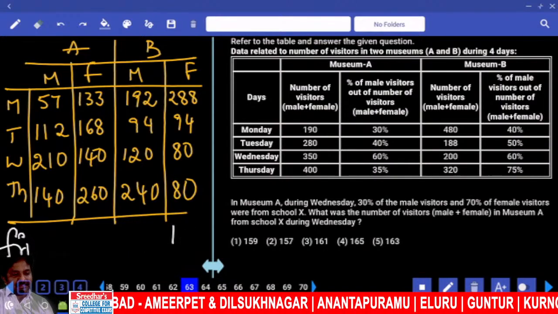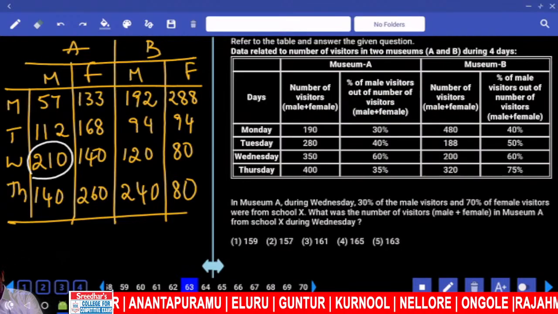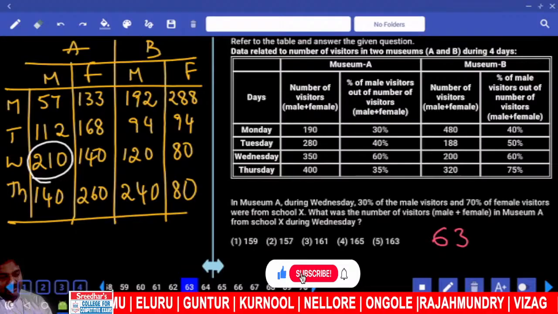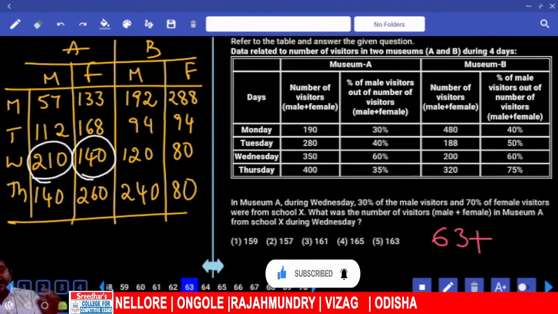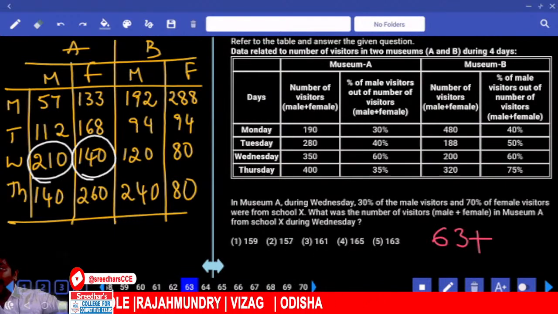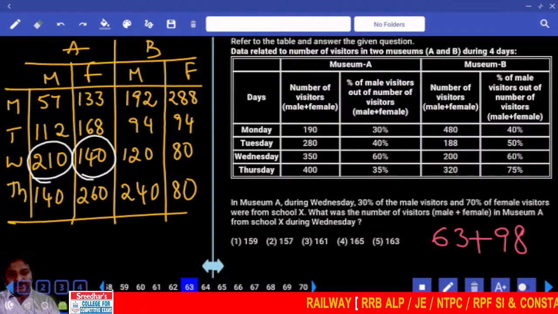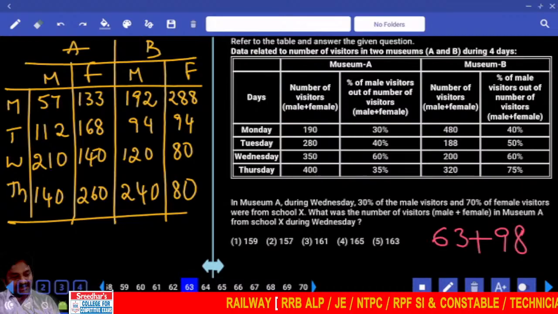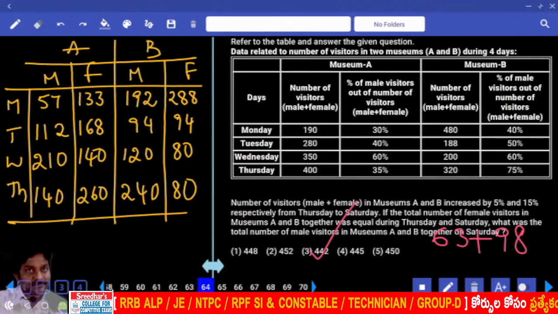In Museum A, during Wednesday, 30% of male visitors, 30% of this number, 63, and 70% of female visitors are from clerks. 70% of this number, 10% into 7, or 50% plus 20%. 50% is 70, 20% 28, both together. Question is, what was the number of visitors in Museum A from clerks during Wednesday? Sum of both the numbers, 161. Or you verify last digit.